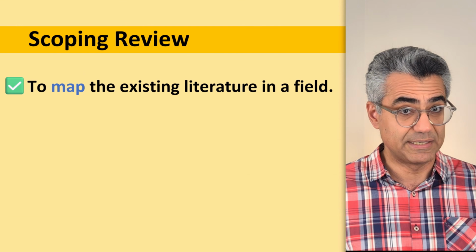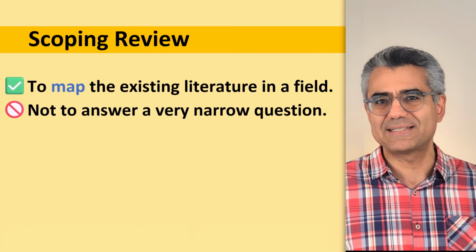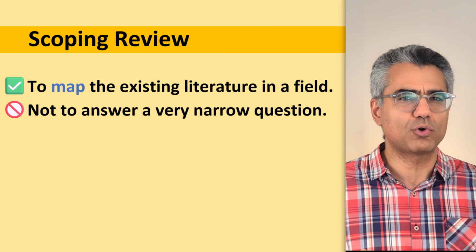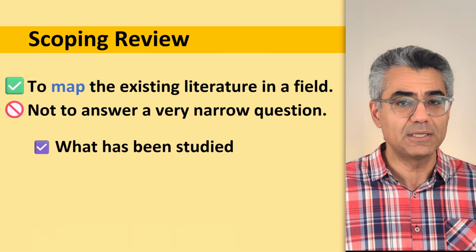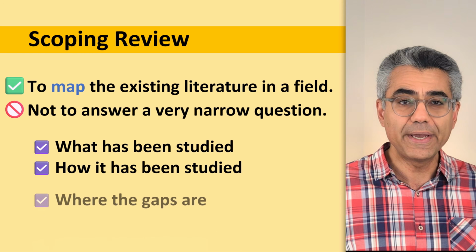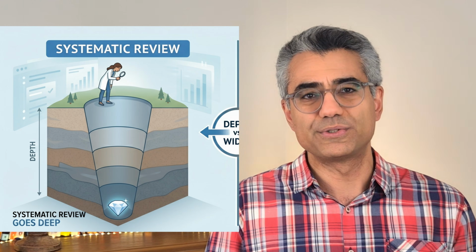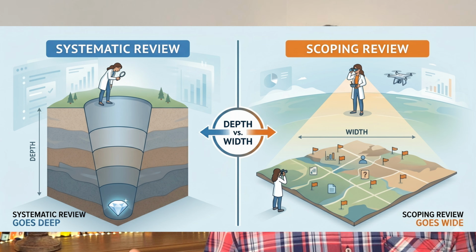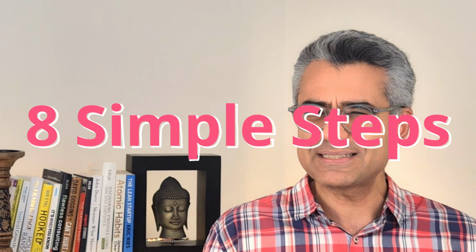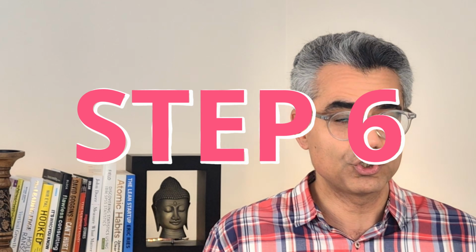Scoping review is used to map the existing literature in a field. So the aim is not to answer a narrow question. Instead, we try to understand what has been studied, how it has been studied, and where the gaps are. So to put it simply, systematic review goes deep, scoping review goes wide. I will break this down into 8 simple steps, and step 6 is where most researchers go wrong.